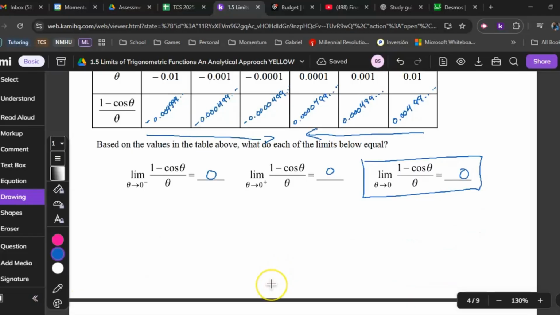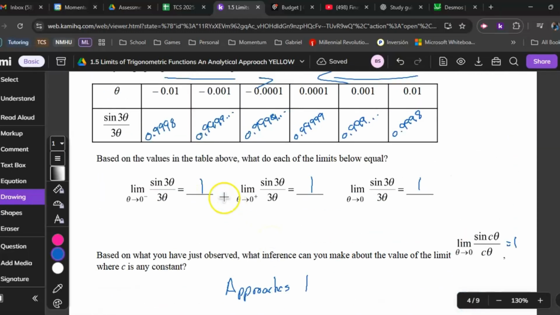No, it'll always do it. I don't think I saw the limit statements for sine theta. Same thing. 1, 1, and 1.